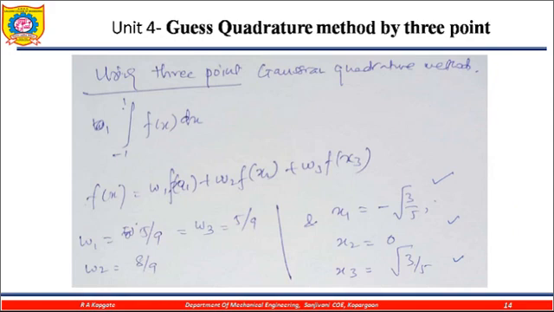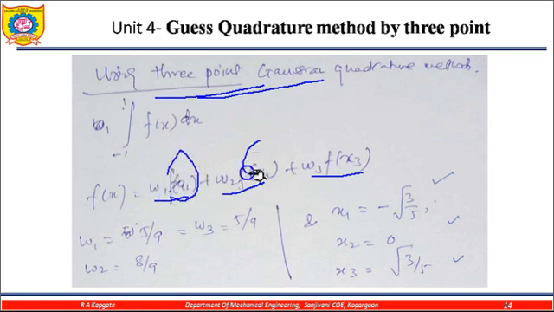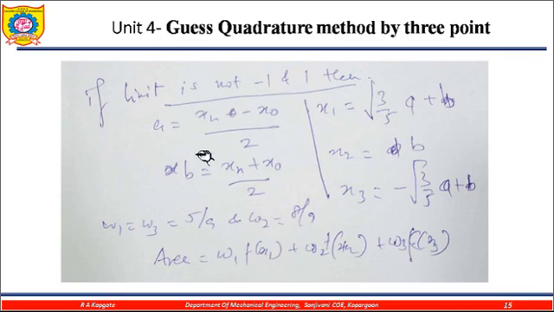Now let us move on to the 3-point formula. So if the function is given in 3-point Cartesian coordinate system, this is the formula: w1 f of x1, w2 f of x2 and w3 f of x3. Again find out the values of x1, x2, x3, put the values of w1, w2 and w3 and find out the solution.